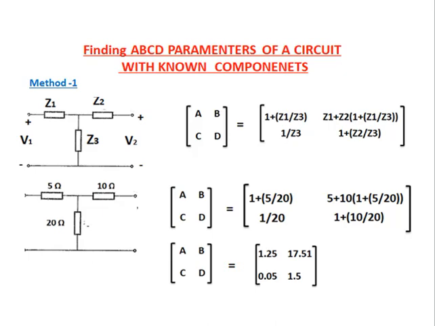Finding ABCD parameters of a circuit with known components. Method 1. Here Z1, Z2, Z3, three components, are in the circuit as shown in the figure. For that, an ABCD matrix is shown here. Suppose Z1 is equal to 5 ohms, Z2 is equal to 10 ohms, Z3 is equal to 20 ohms. The ABCD matrix is 1.25, 17.51, 0.05, 1.5. That is, A is equal to 1.25, B is equal to 17.51, C is equal to 0.05, D is equal to 1.5.